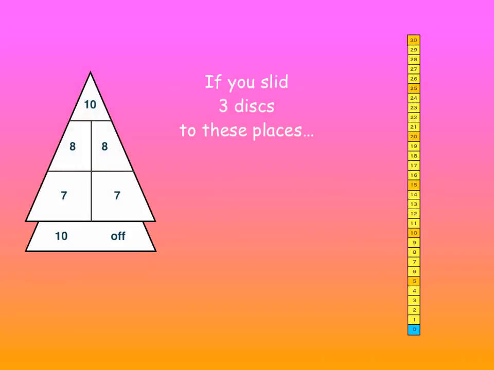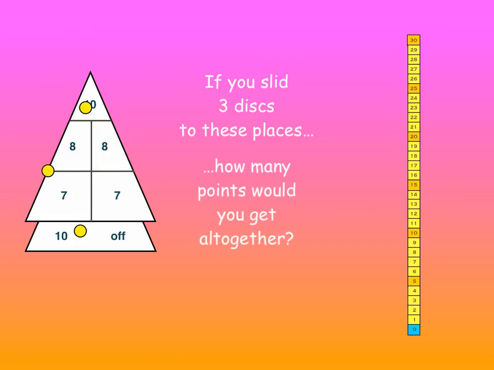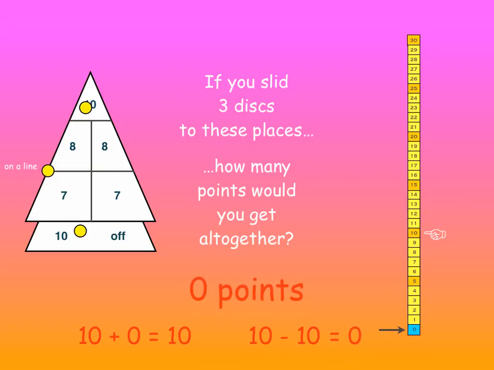Here's another one for 3 discs. 10. One of them's on a line. How many points would you get now? Well, you've got 10, and then there's 1 on the line, so that's 10 plus 0, so it's 10. But then you've got 10 off, so 10 minus 10 is 0. So you get 0 points on this turn.